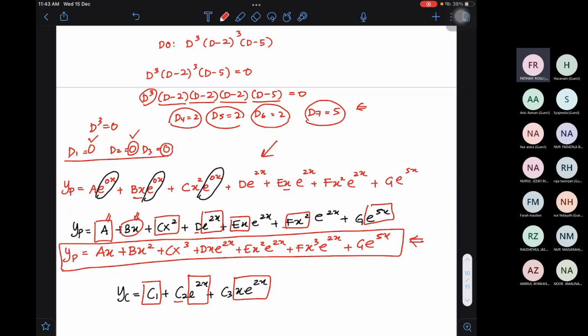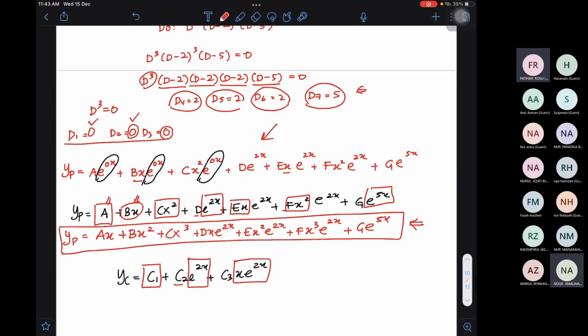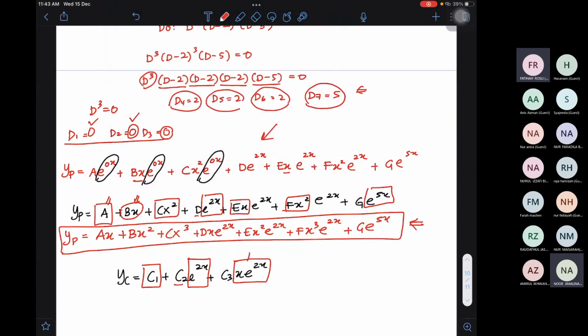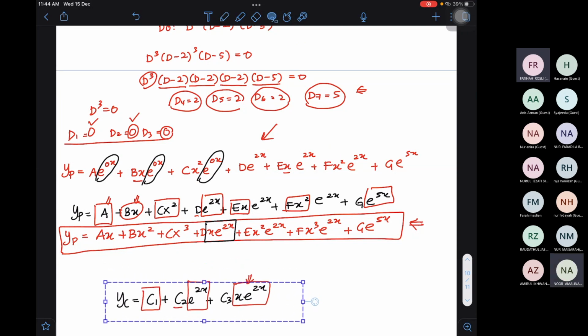Dekat C3, okay, e exponent to X tu untuk YC. Okay, C3X eksponen 2X. Ya, betul, sama. Eksponen X, eksponen 2X, ini pun X eksponen 2X. So, kena modify semula. So, ini akan jadi... Thank you, saya pun tak perasan.